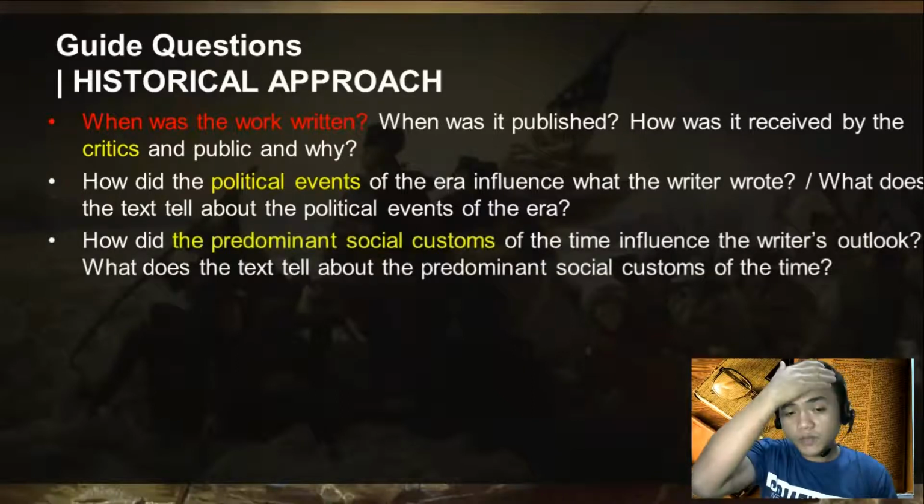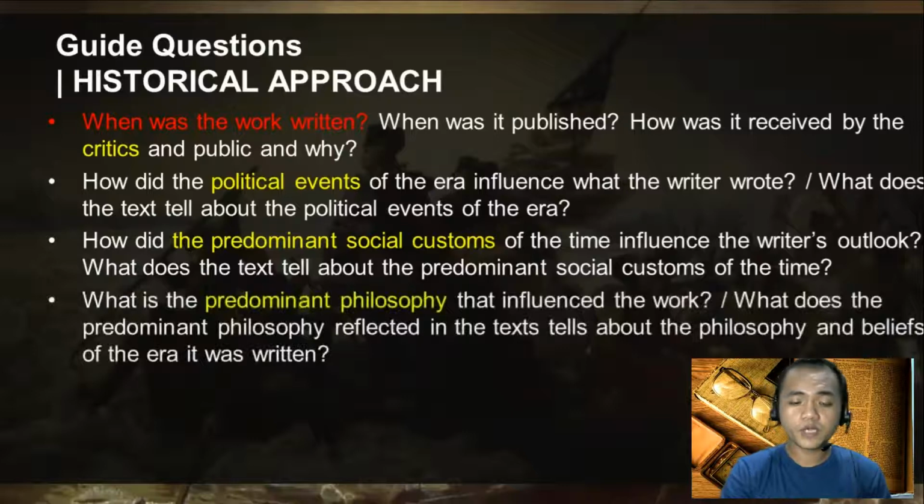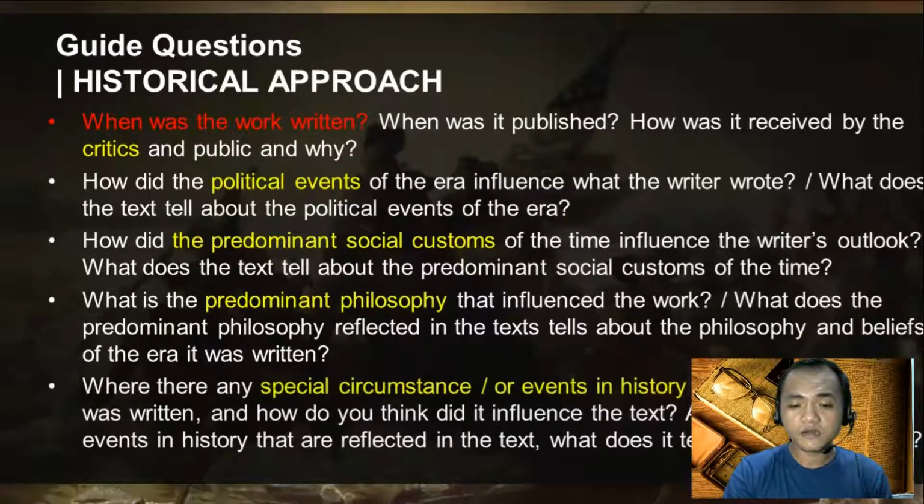How did the predominant social customs of the time influence the writer's outlook? And what does the text tell about the predominant social custom of the time? We can also ask, what is the predominant philosophy that influenced the work? And what does the predominant philosophy reflected in the text tell us about the philosophy and the beliefs of the era it was written? And lastly, we could ask, were there any special circumstance or events in history under which the work was written? And how do you think that it influenced the text?